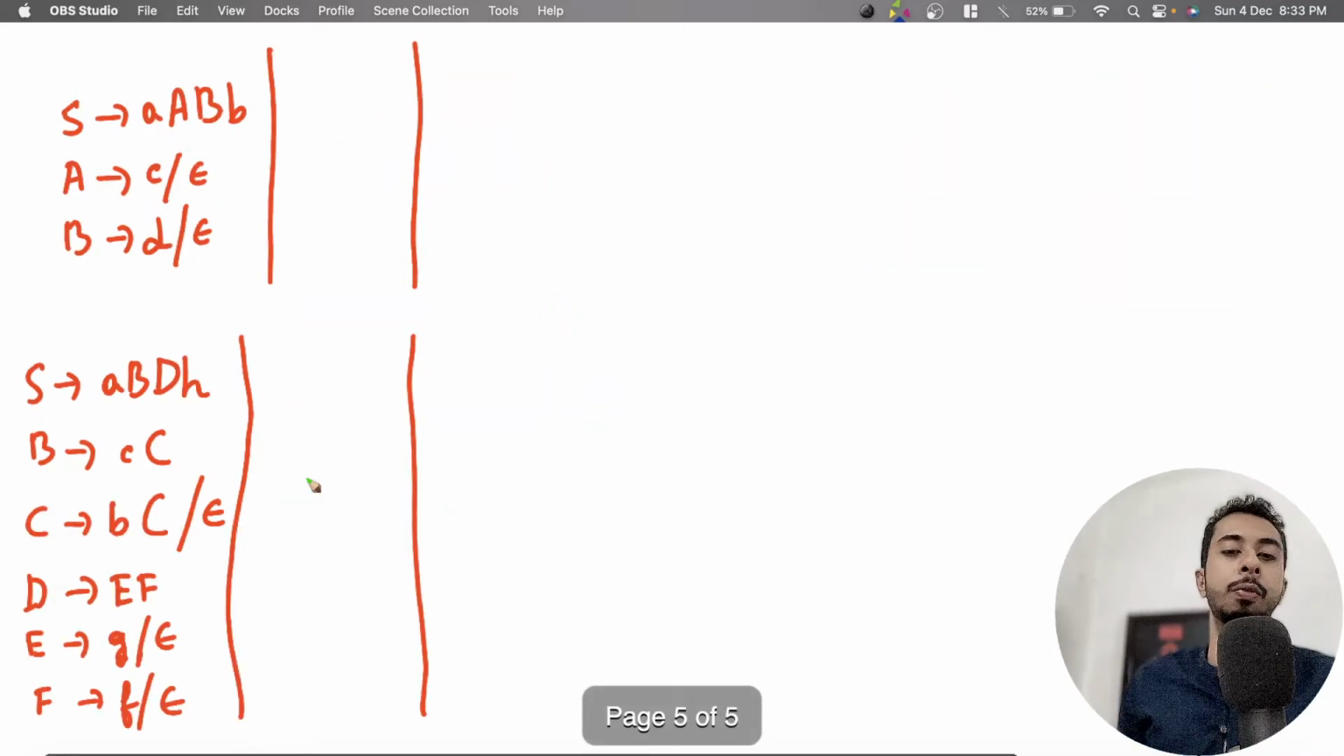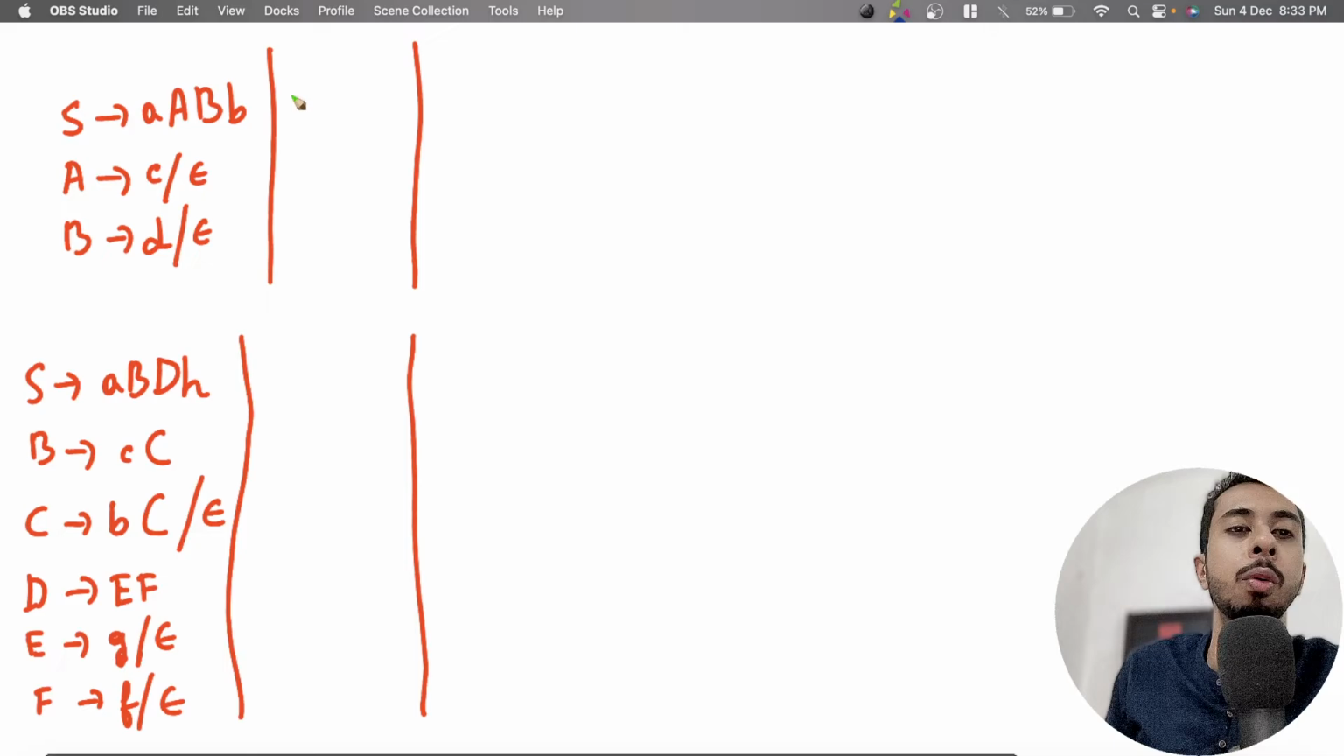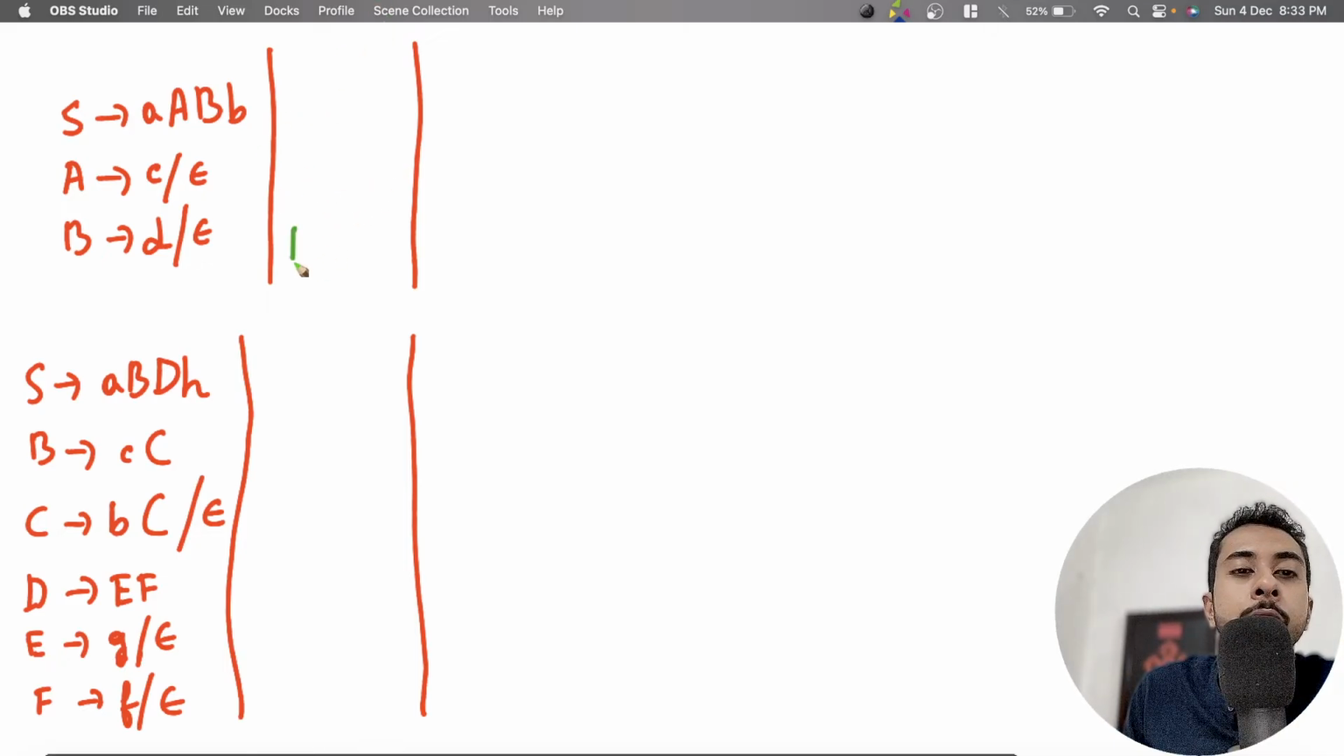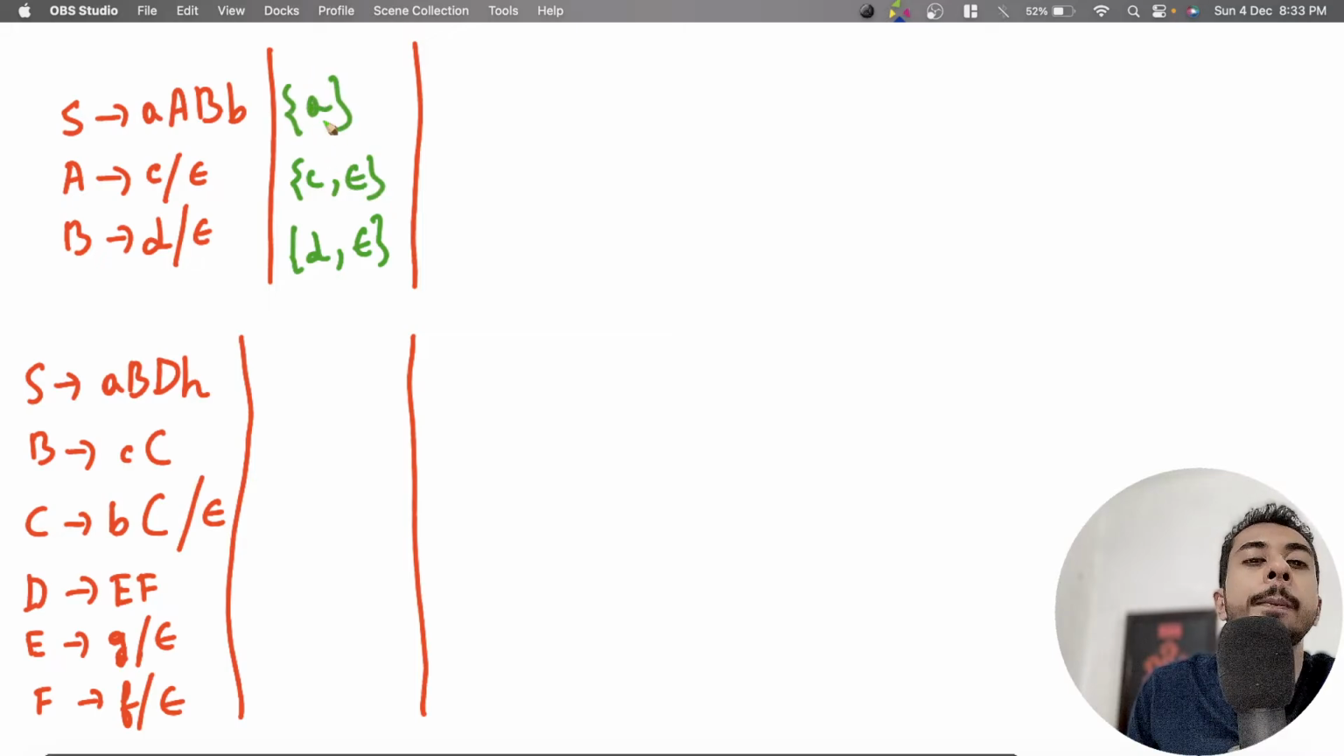Okay, I have solved this, first and follow. So let's find out the first here. It is very easy. D epsilon. Here first will be C and epsilon. Here it will be only A, right?